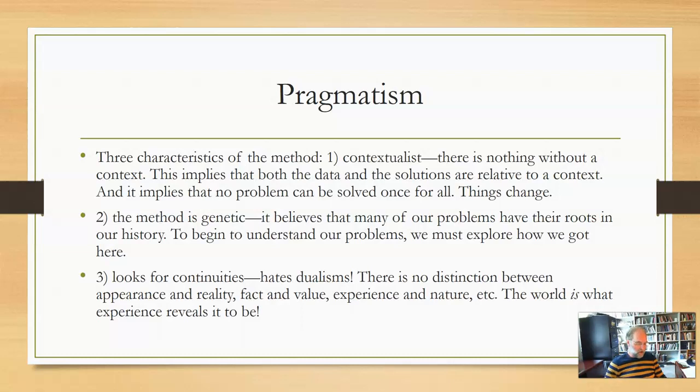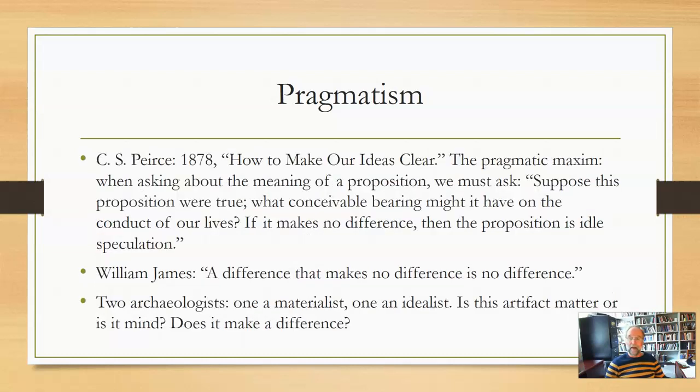Third, we look for continuities. Pragmatism hates dualisms. There is no distinction between appearance and reality. Some of us might find that refreshing after all this talk about that kind of stuff. Between fact and value, between experience and nature, etc. The world is what experience reveals it to be. How about that? There can be no talk of what lies outside of experience. Now, with that background, let's begin to get a little bit specific here.